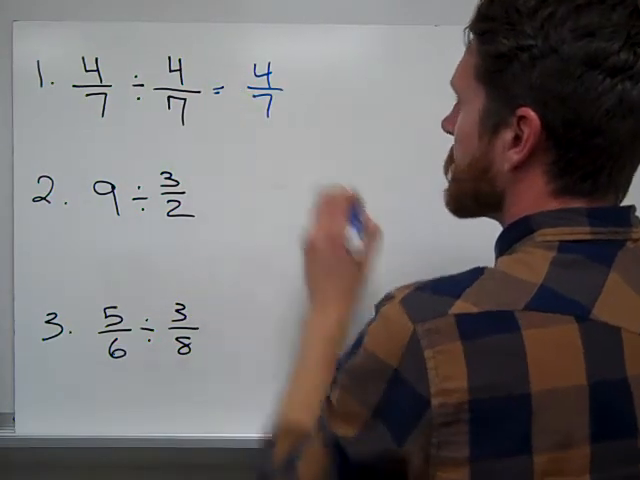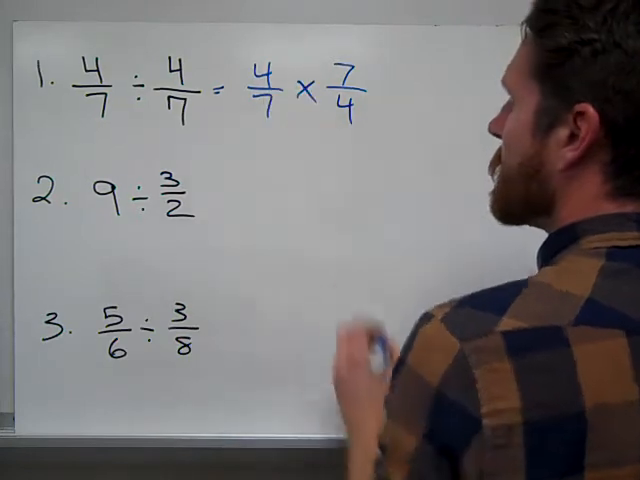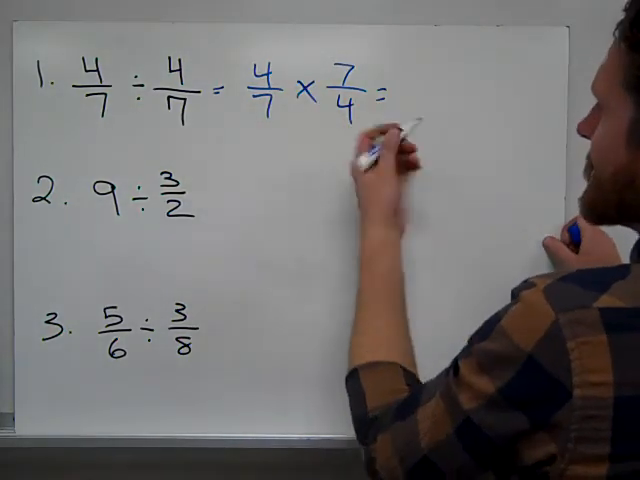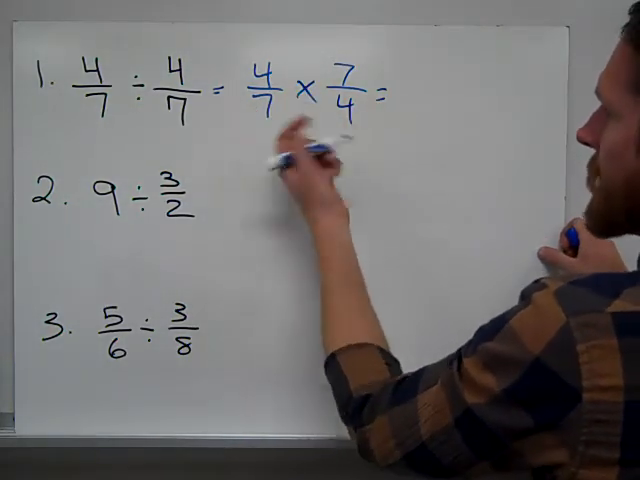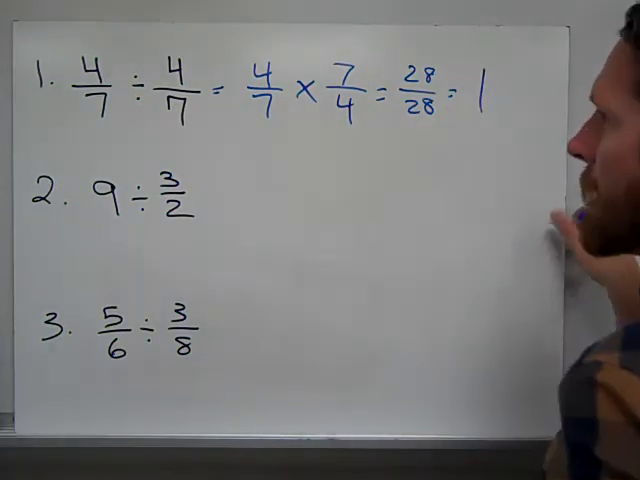Alright, so let's do some. First fraction stays the same. Second fraction, reciprocal. Division turns to multiplication. This is going to equal 1 because it's multiplied by the same thing. 7 times 4 is 28. 28 over 28 equals 1.